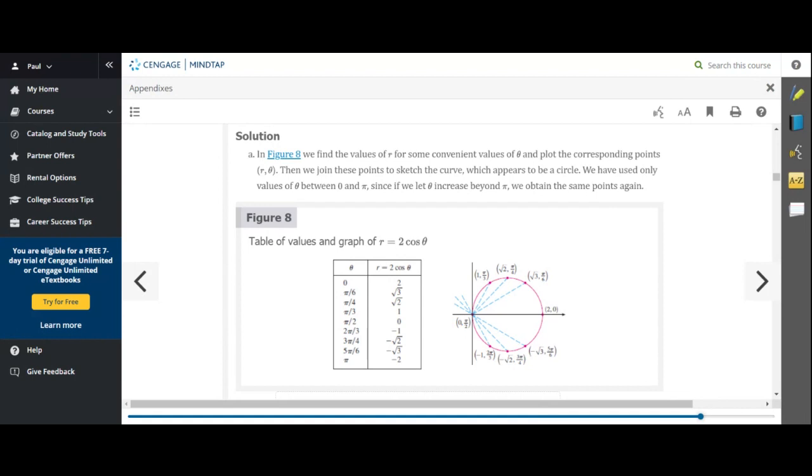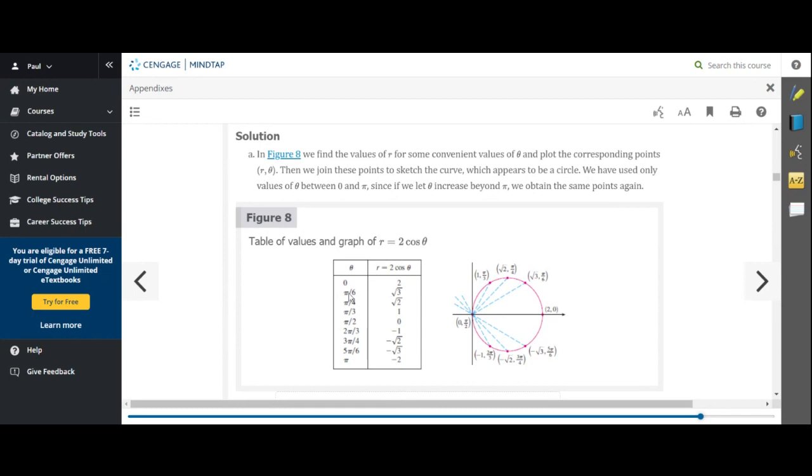Okay, so for the first coordinate, of course, when theta is 0, in figure 8 from example 6, r equals 2 cosine theta. When theta is 0, well, the cosine of 0 is 1, so 2 times 1 is 2. So they start off at 2, 0. The polar coordinate has radius 2, angle 0. 2, 0 is right on the x-axis there.